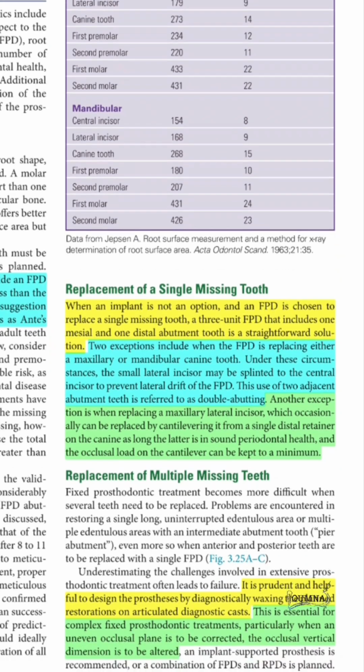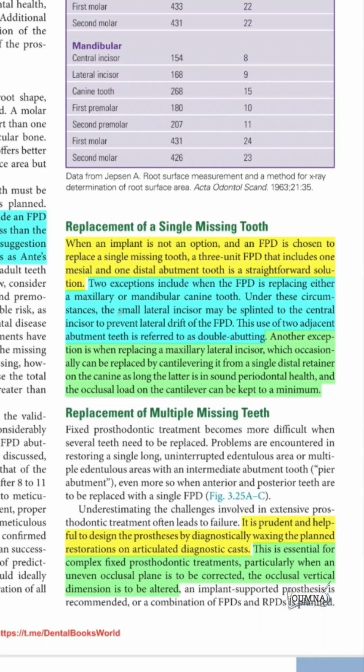The first one is when we have a maxillary or mandibular canine tooth and we want to replace it. In this situation, we incorporate a small lateral incisor with the central incisor to prevent the lateral drift of the bridge. And this method of using two adjacent abutments is called double abutting.